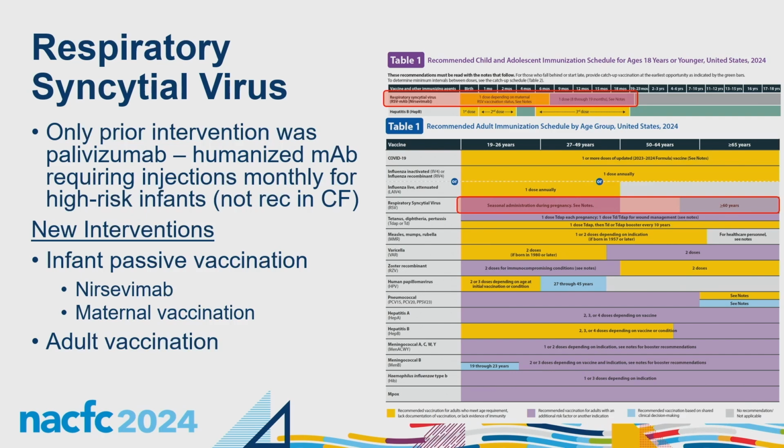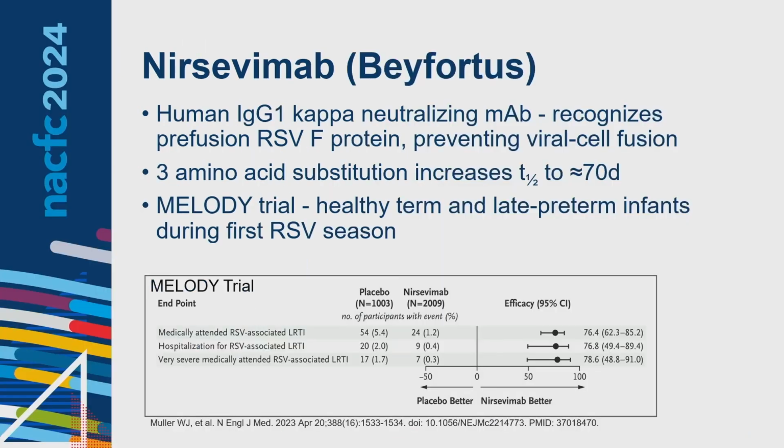So there are passive vaccination strategies available in infants, which I'll discuss first, and then several adult vaccines that have been approved. In infants, the new monoclonal antibody approved is nirsevimab. It's a human IgG1 kappa neutralizing monoclonal antibody that recognizes the pre-fusion RSV-F protein and prevents viral cell fusion and infection. Importantly, a 3 amino acid substitution was incorporated, which significantly increases the half-life of the antibody to 70 days by increasing antibody recycling. The reason this is important is that now a single dose is sufficient for the entire RSV season.